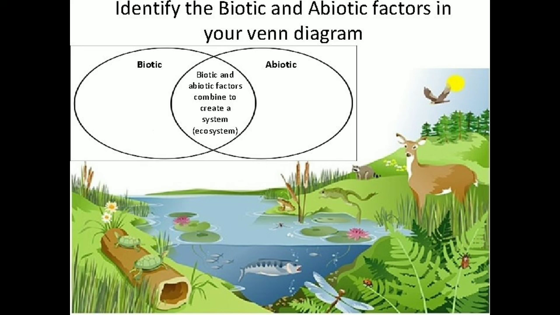So let's go on the other side of our Venn diagram now. If you identified elements such as the water, the sunlight, and the air, you would know that those definitely are the abiotic components of this ecosystem.